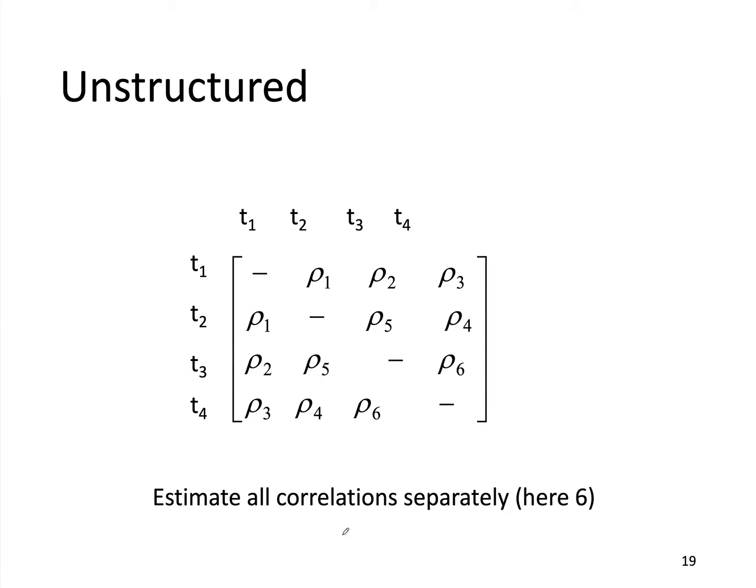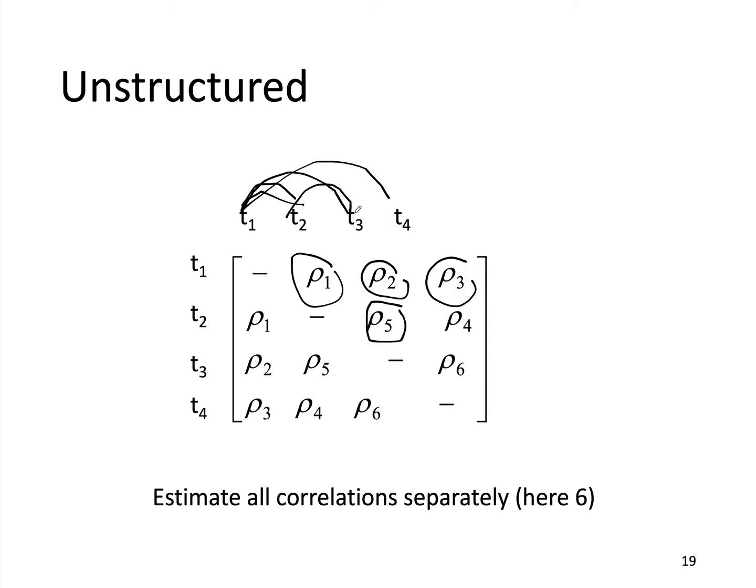Another thing that we can do is estimate each pairwise correlation separately. So this might assert that time 1 to time 2 has a correlation, time 1 to time 3 has a correlation, time 1 to time 4 has a correlation, time 2 to time 3 has a correlation, and time 3 to time 4 has a correlation. So you'll notice that here we have 6 different parameters. There's one I missed. What did I miss? That's 2 to 4, that one. So there's 6 different parameters.